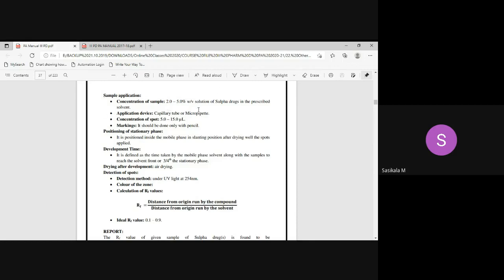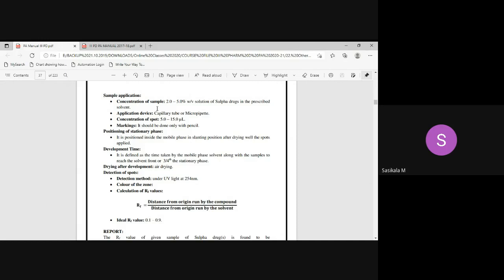What concentration do you need to prepare? A 2 to 5% weight by volume solution is prepared. That means 2 gram to 5 gram in 100 ml of solvent. The prescribed solvent is one in which the sulfur drug is soluble. It might be one of the mobile phase solvents also, since the mobile phase acts as a solvent for samples too. See the solubility, whether the sulfur drug is soluble in acetone or in toluene or in some other solvent.